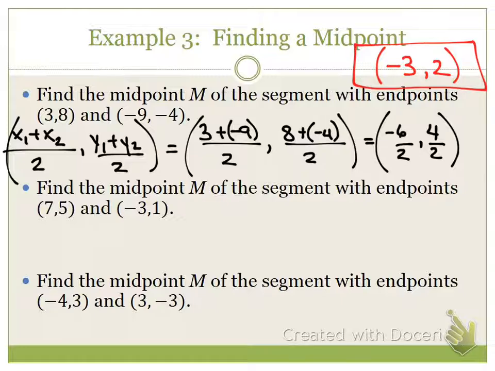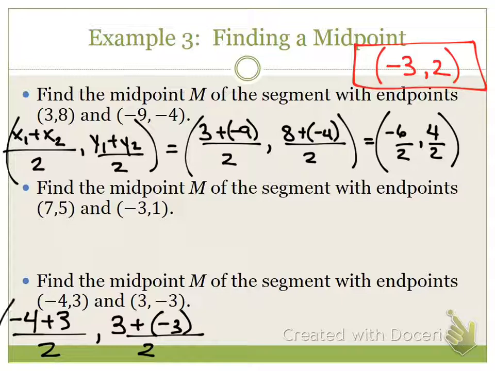All right, you think you can do, let's do the third one. Find the midpoint of the segment with endpoints -4, 3, and 3, -3. So formula, it's going to be x1, which is -4, plus x2 over 2, and then y1 plus y2 over 2.